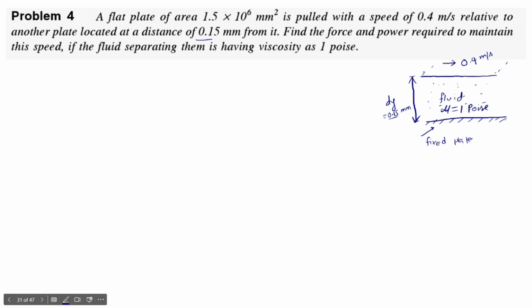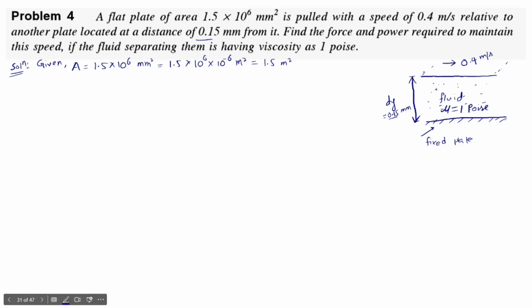Now let's write down the given parameters. The area of the moving plate is given as 1.5 into 10 raised to the power 6 mm square, and as 1 millimeter is equal to 10 raised to the power minus 3 meter, if you convert it, 1.5 into 10 raised to the power 6 into 10 raised to the power minus 6 meter square, so you will end up getting 1.5 meter square. I have converted this area into SI unit of meter square.